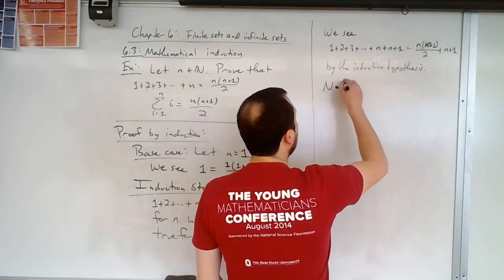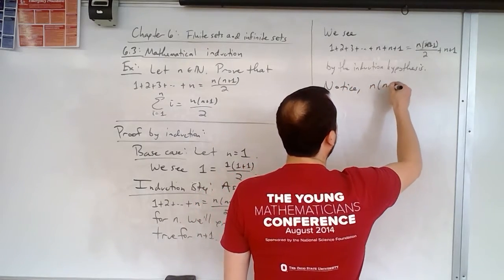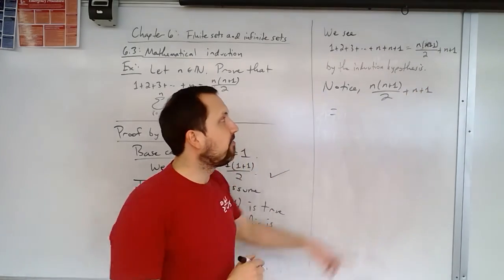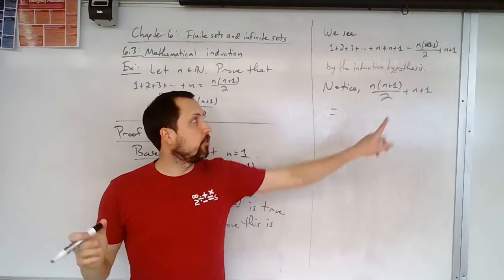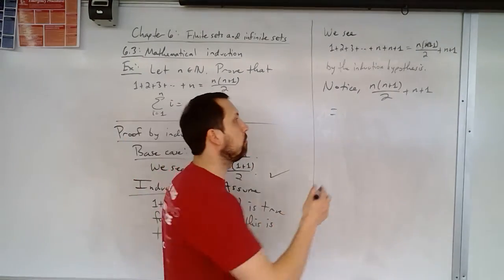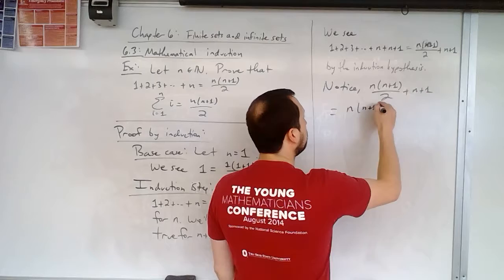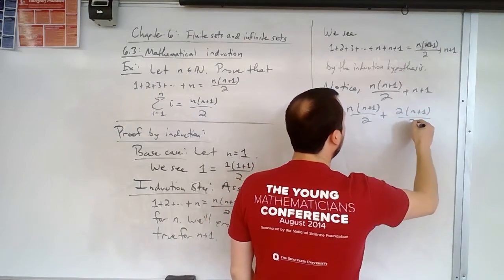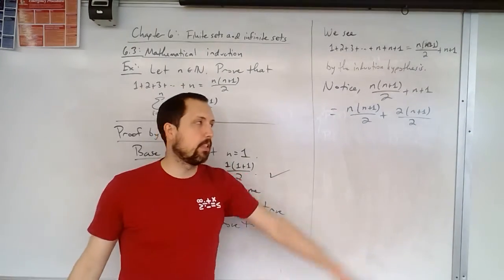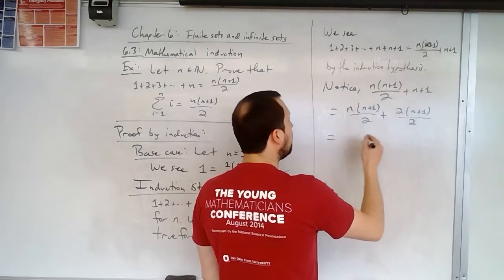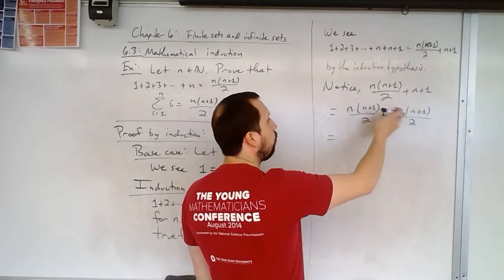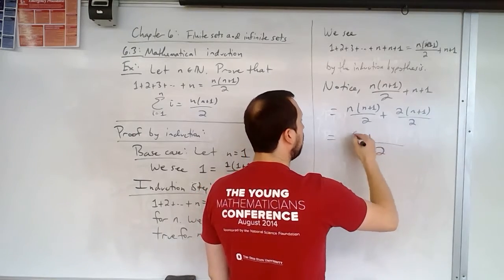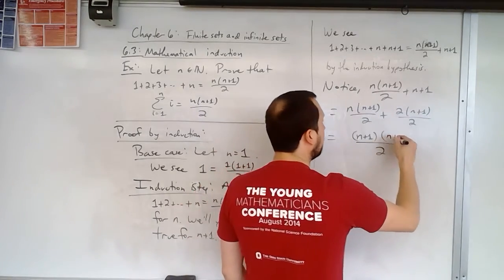So now notice here that n times n plus 1 divided by 2 plus n plus 1. I could factor out an n plus 1 if you want. You could find common denominators. There's lots of ways to go from here. So I have n times n plus 1 divided by 2 plus 2 times n plus 1 divided by 2. So I'll do common denominators here. I can factor out an n plus 1. They both have over 2. Factor out the n plus 1, and I'm left with an n plus 1. And then what I'm left with then is an n plus 2.